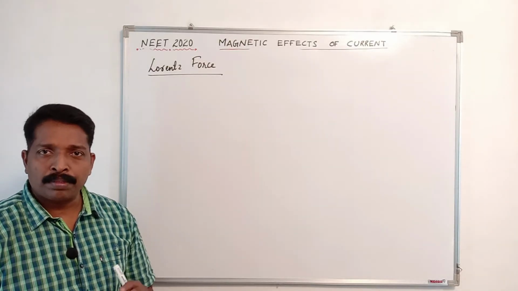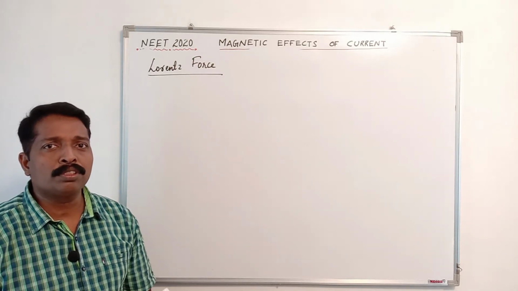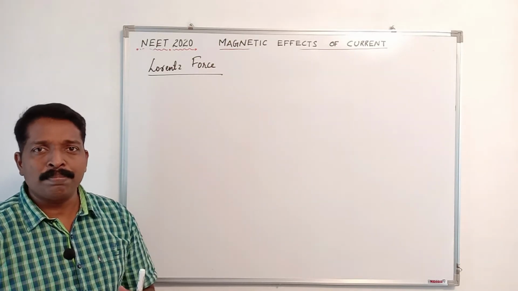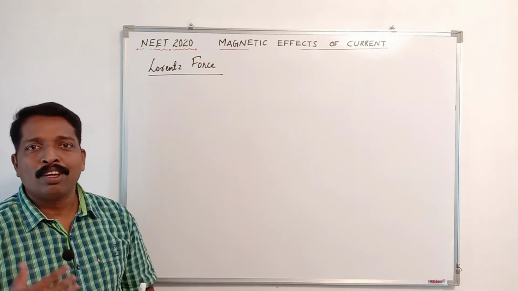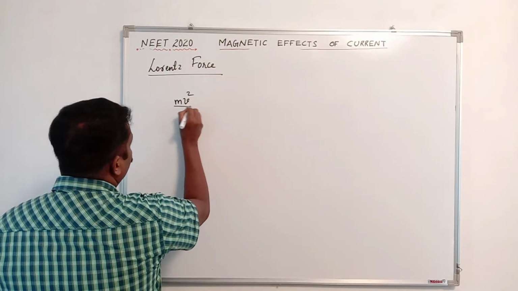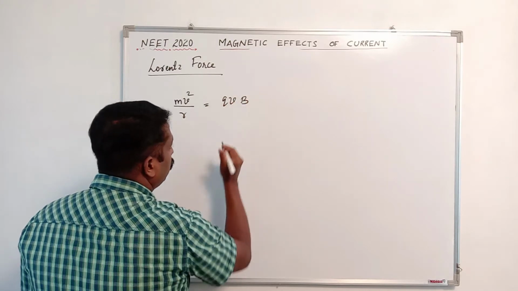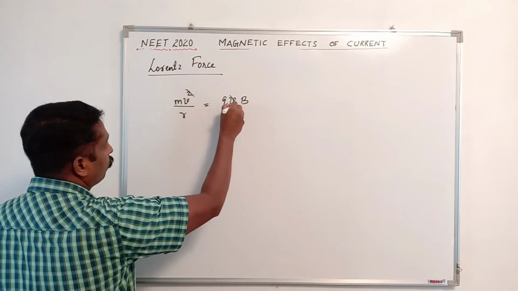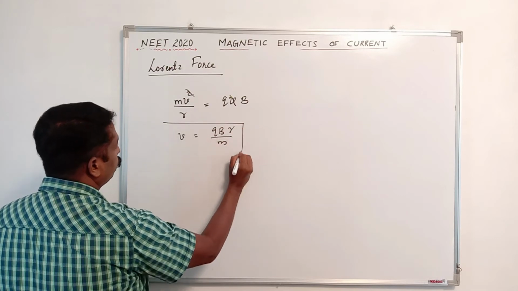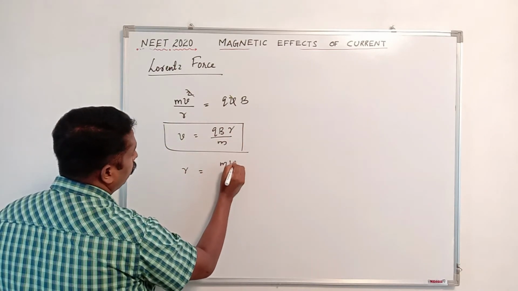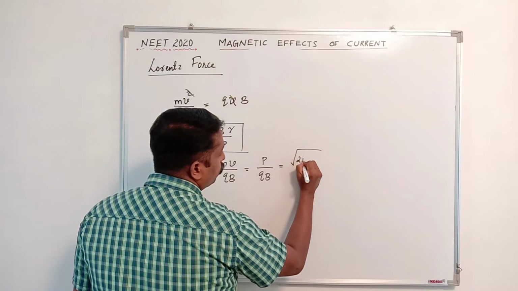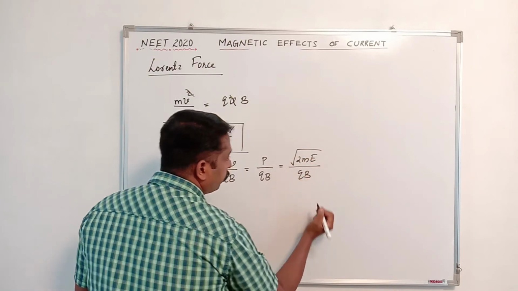If a positive charge is projected at right angles to the magnetic field, then Lorentz force will be maximum. So the trajectory of the charge will be a circle. So the necessary centripetal force for the charge is provided by the Lorentz force. This is the theory of cyclotron. So the necessary centripetal force mv square by r is equal to qvB. So F is maximum, then v square, v cancels, so v is equal to qBr by m. This is the velocity of the charge, and radius r is equal to mv by qB, that's equal to p by qB. P is equal to root 2 mE, where E is the kinetic energy of the charge.